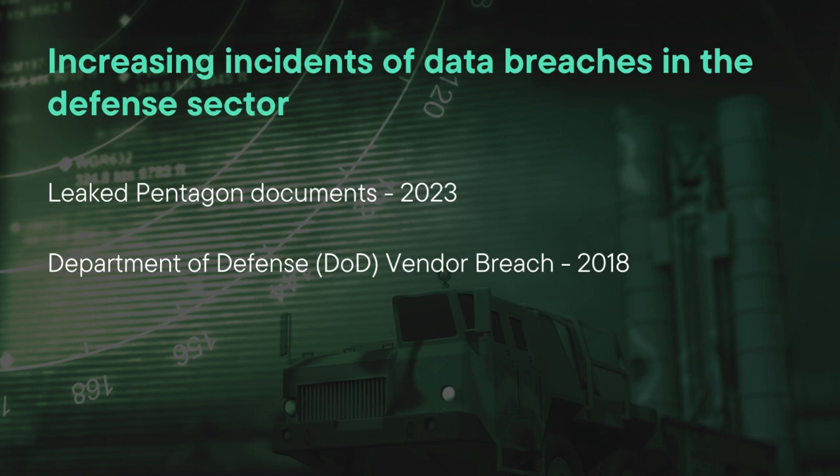So recently, the Pentagon documents, I think it was sometime in April 2023, were leaked on a Discord channel, which contained American intelligence gathered about other countries. And the US DoD vendor breach, which was in 2018, revealed that a defense contractor suffered a data breach that compromised sensitive data related to US military systems. It occurred through a third party vendor. It exposed a lot of sensitive details about military equipment.